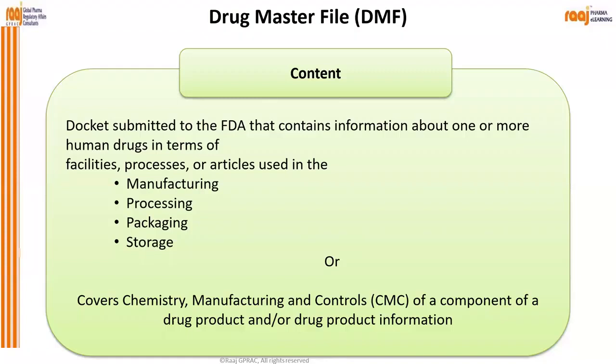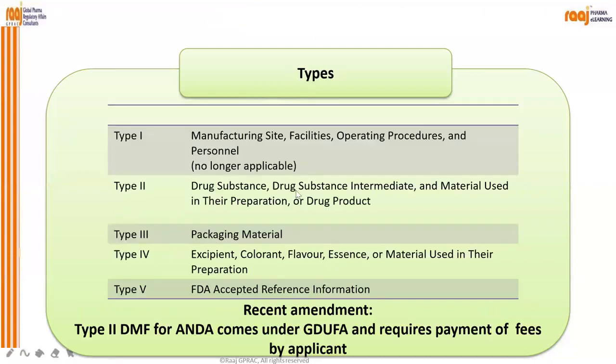So what is the content of a DMF? DMF is very important. It comprises all CMC information. CMC is nothing but chemistry, manufacturing, and controls. So all the manufacturing, processing, packaging, storage, and stability data, everything is covered under CMC. It covers the CMC of the components of the drug product and the drug substance information under this drug master file.